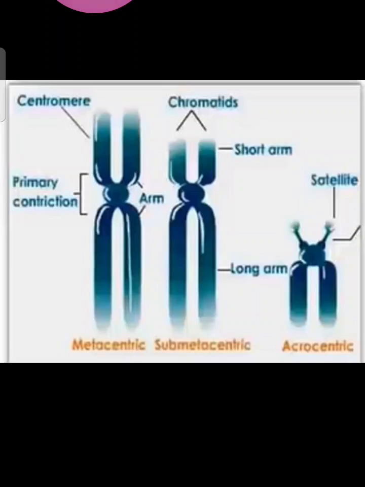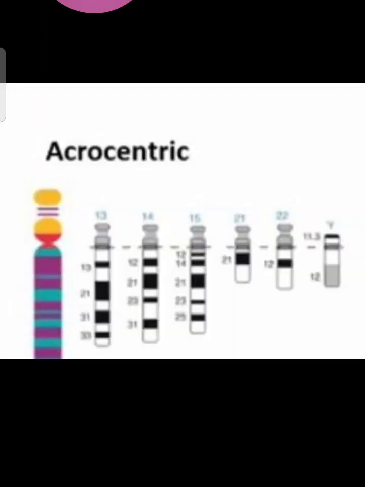Then the submetacentric is the classical one we explained. The short arm is P and the long arm is Q. That is a submetacentric. Then if you go to the acrocentric, here you almost don't have a P arm. You have only the Q arm, and there's a satellite with the satellite stalk. Then let's move on. So we can divide the acrocentric chromosomes. What are those? 13, 14, 15, 21, 22, and Y.